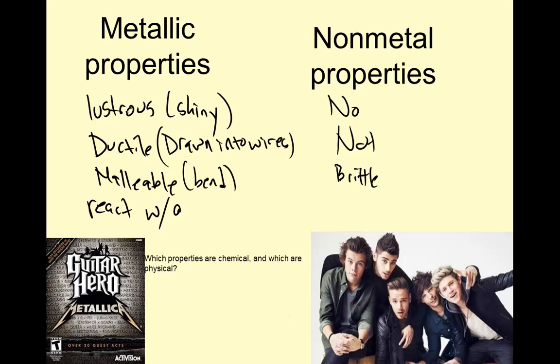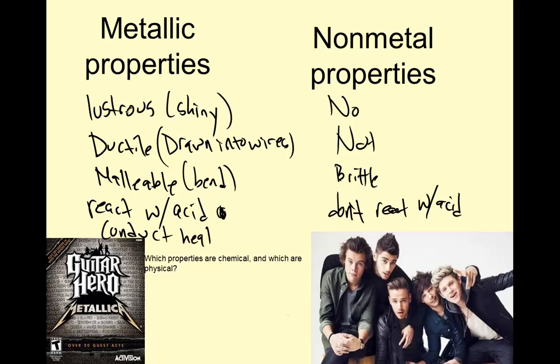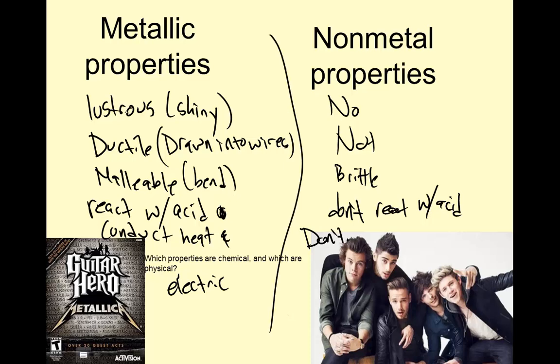Metals react with acids, most of them. And nonmetals don't react with acids. What else am I forgetting? Oh, conductors. They conduct heat and electricity. And nonmetals don't. Isn't it weird that nonmetals basically are defined by what they don't do? But that's good. Okay. And then the next slide talks about semi-metals.